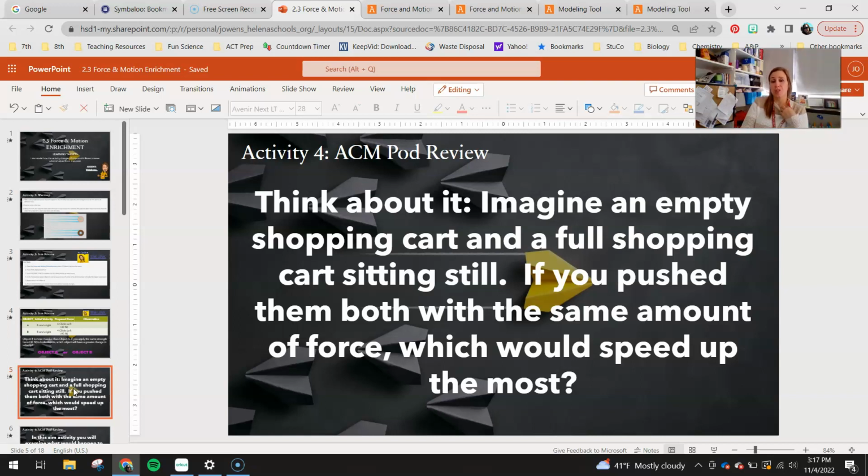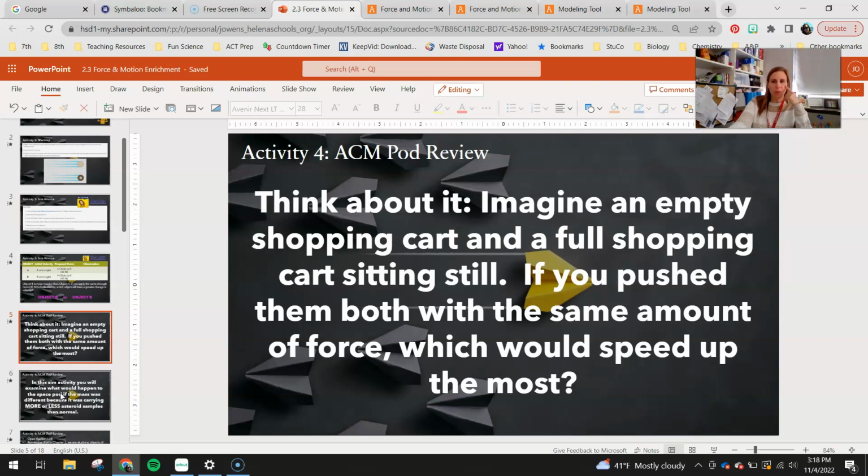If you were to push them both with the exact same amount of force, which would speed up the most? So which one would you see the largest change in motion? I want you just to think about that for a second. Okay, and why? Why would you see that change?